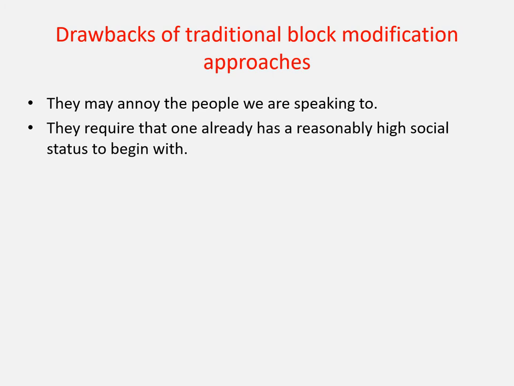A further drawback is that some of the block modification techniques, such as resisting time pressure and ignoring negative listener responses, may only really be possible for stammerers who have a relatively high social status. Children and people with a low social status may find that some of these more assertive block modification procedures are practically impossible to use. And if they do use them, they may be punished or experience social rejection as a result.